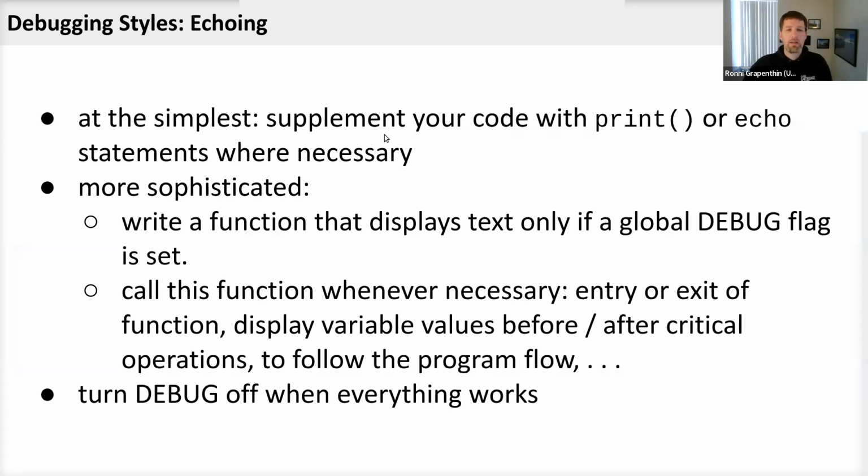So the echoing style, at the simplest, is you add print or echo statements where necessary. More sophisticated, the idea that I hinted at in my previous statement, you could have a function that displays text only if some global debug flag is set. That could be a simple variable that is set on the command line. We'll talk about how to hand things into the program via command line in a little bit, but simply have a function, print debug, that gets some text, and in there is an if statement that says if the debug flag is set to true, then print the text that is being given, otherwise don't. You can call this function whenever necessary, at entry or exit of functions, displaying variable values before or after critical operations to follow the program flow, and you can turn debug off when everything works.